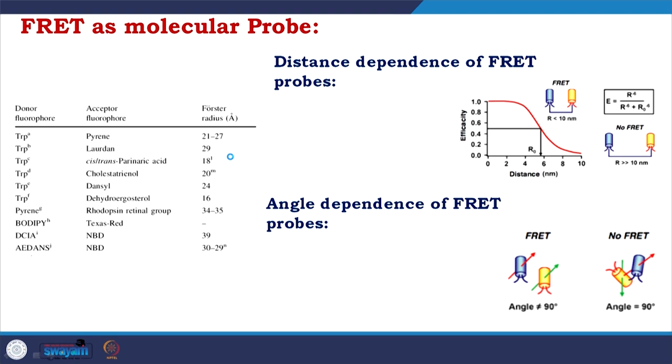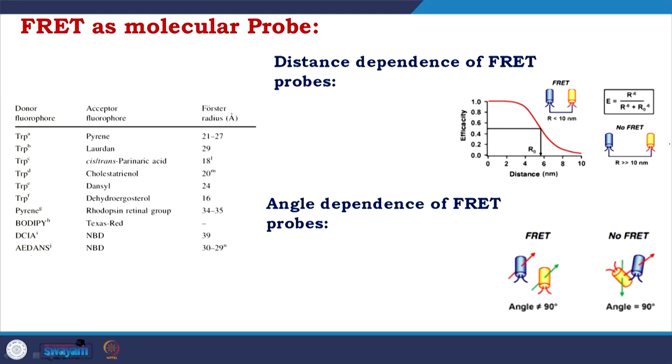FRET is distance dependent. We have seen that. Here you see this is distance dependent, the R is the distance, and you see the efficiency reduces with distance. Now, this is what we know. More interestingly, in some of the pairs, at least people have found that when there is a change in the angle, when the angle comes to 90 degrees, there is no FRET. So, we know that the distance dependence of FRET is known, but new research is also upcoming with the angle dependence of FRET.